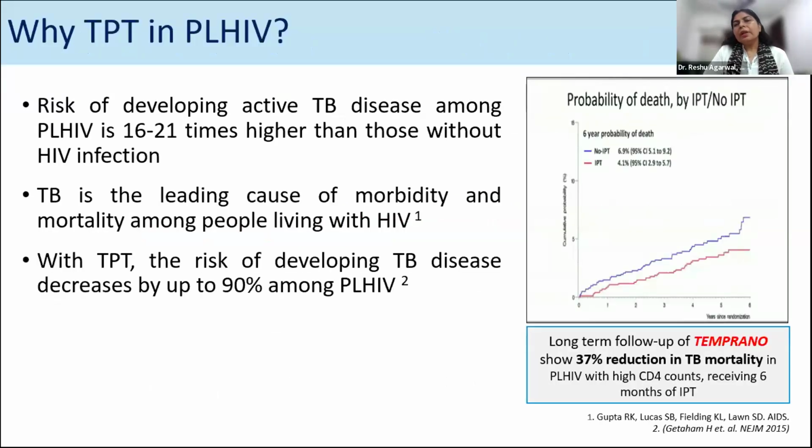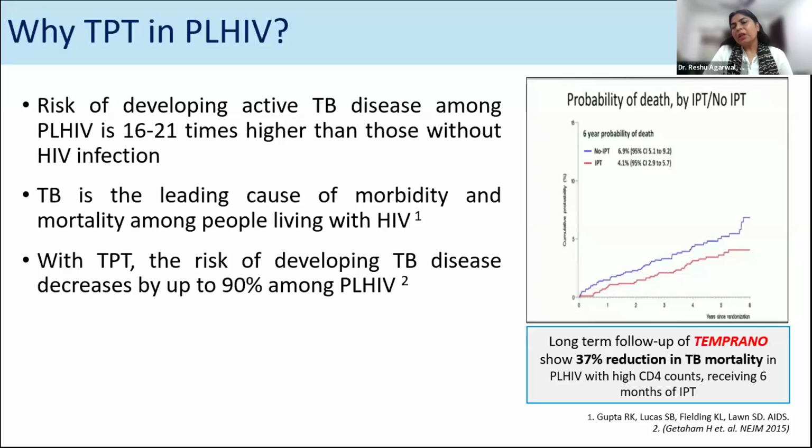Why is TPT so critical when we talk about PLHIV? As I said in my previous slide, TPT is given to people who are at a higher risk of developing TB. PLHIV are at nearly 16 to 21 times higher risk of developing TB disease, or having active TB, than those without the infection. The data shows it is a very high-impact intervention through which we can reduce the incidence of TB as well as mortality.